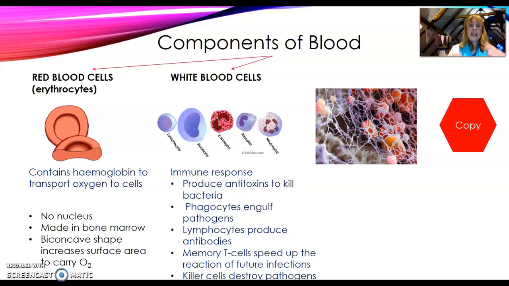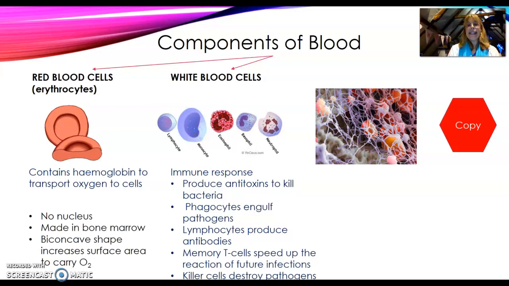Now, their function: they're the soldiers in our body. They're responsible for our immune response, for attacking any pathogens that come into our body. Some produce antitoxins to kill bacteria. Some are phagocytes, which engulf the pathogen. Some are lymphocytes, which produce antibodies, remember, with the matching antigen from the virus, for example.